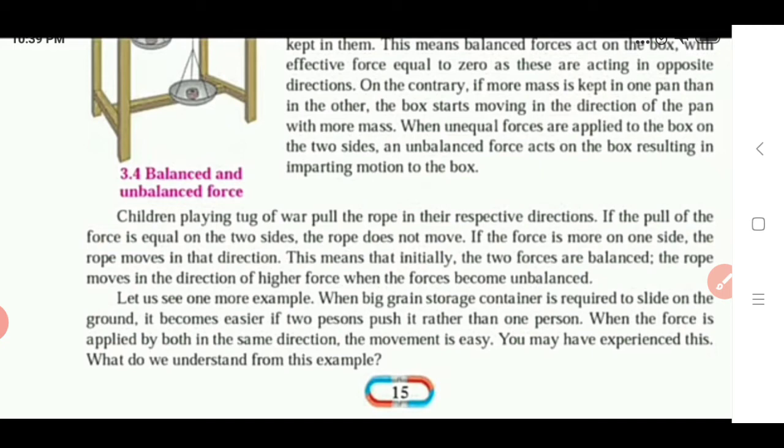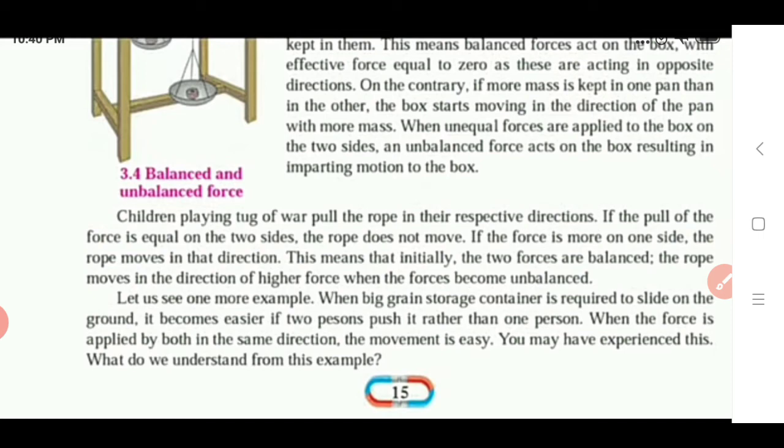This means that initially the two forces are balanced, meaning in the first step the forces applied on the rope are balanced forces. And in the second step, what happens? The rope moves in the direction of higher force when the forces become unbalanced. Meaning in the second condition, if one of the children applies more force from that side, then the rope will move towards that child's side.